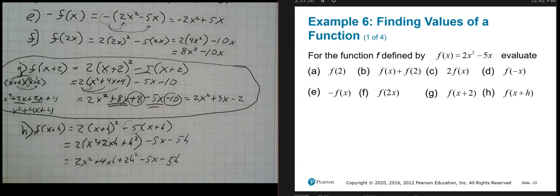But there's no like terms to combine. There's only one term that has x squared. There's only one term that has xh. There's only one h squared term. There's only one x term, and there's only one h term. So there's nothing to combine. So this is what f of x plus h looks like.